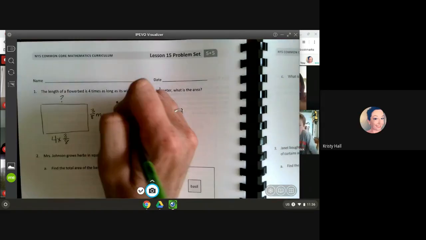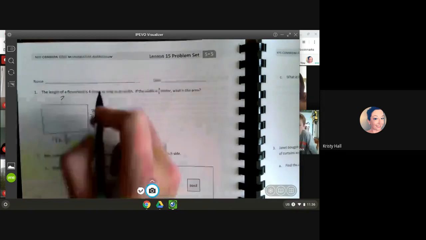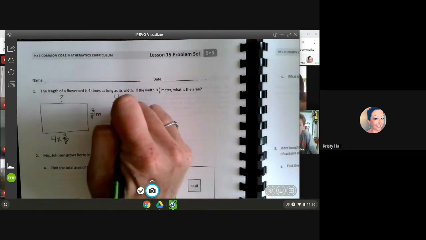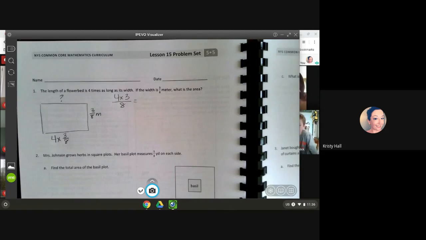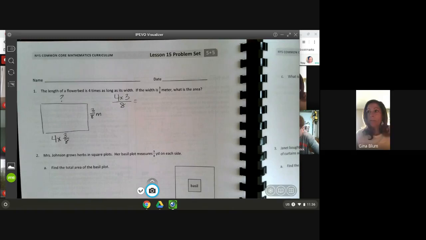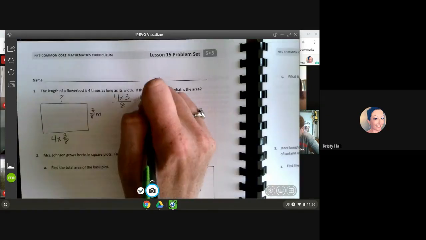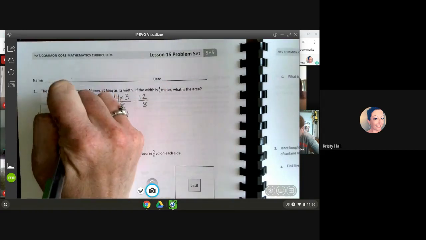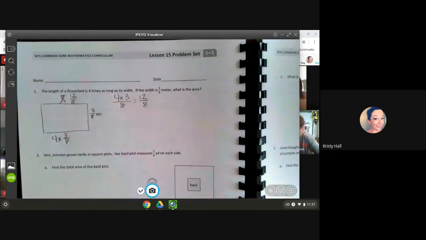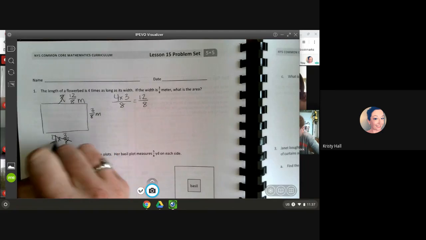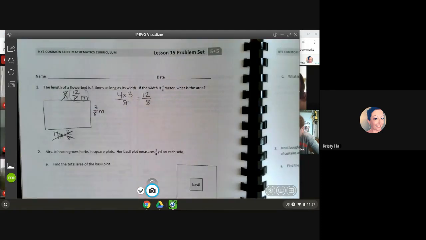Okay. Thanks, Mrs. Bloom. All right, so we're going to multiply now to find how long this side is. So 4 times 3 over 8. What do we get there? Griffin? We get 12/8. Great job, 12/8. So the length is 12/8. I can get rid of that question mark. 12/8 meter. I can also cross this out because now I have an actual answer for the length.